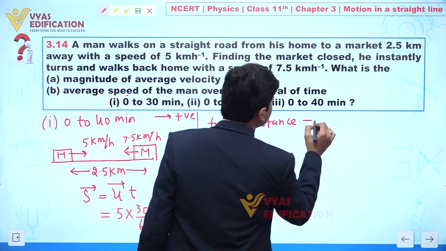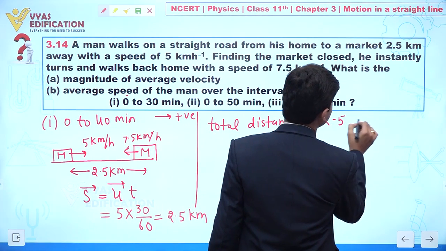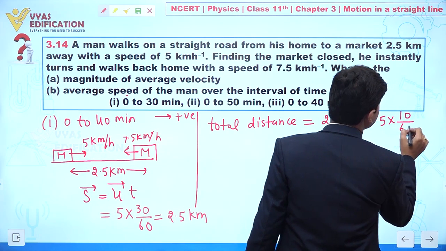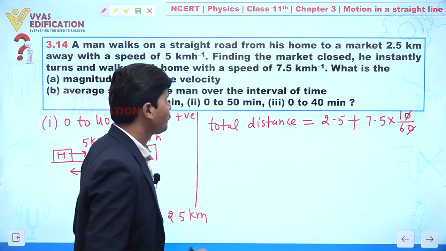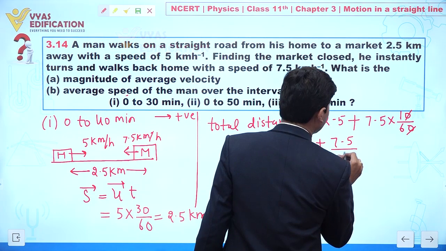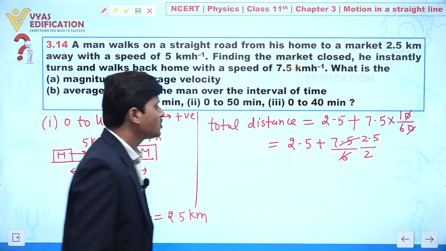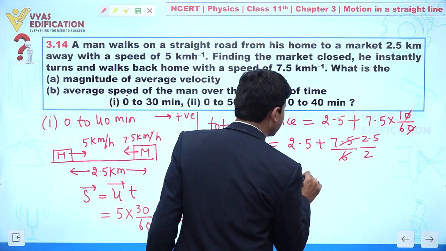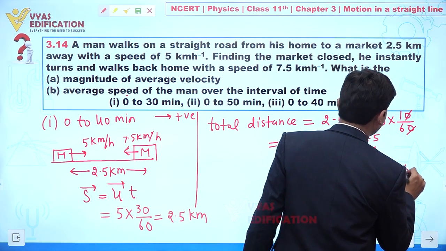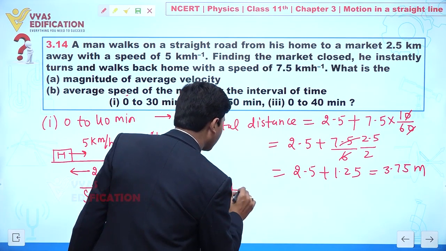So we can say total distance covered: in the first 30 minutes the person is covering 2.5 kilometer and in the next 10 minutes the person is covering 7.5 into 10/60. So this is equal to 2.5 plus 7.5 divided by 6. So this is 2.5 plus 1.25, and this is equal to 3.75 kilometer. Clear?